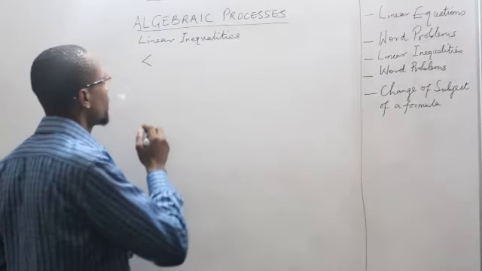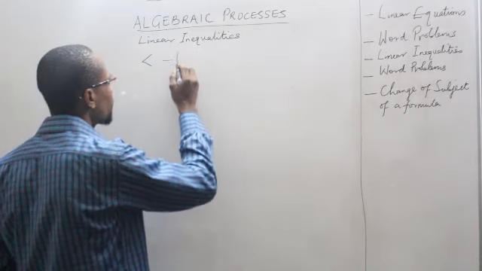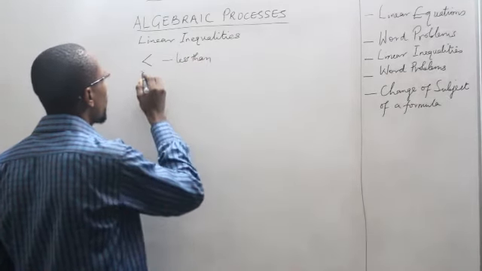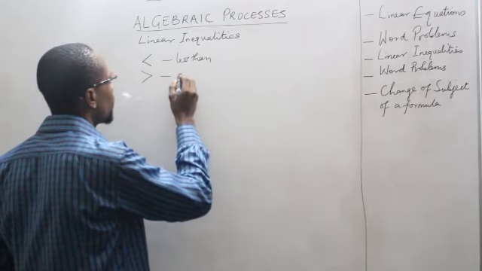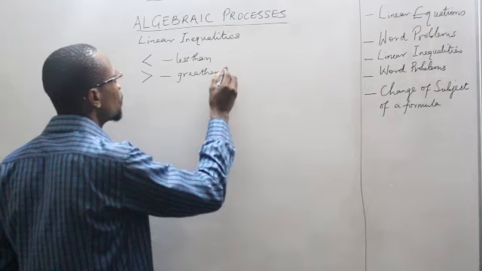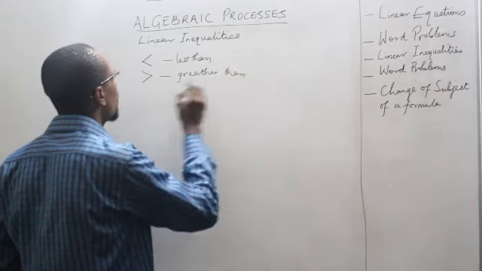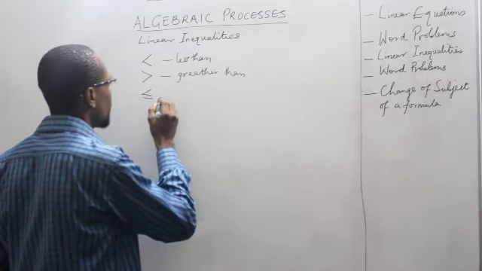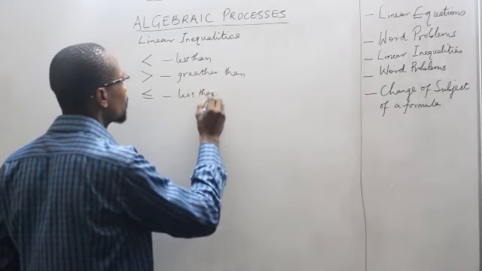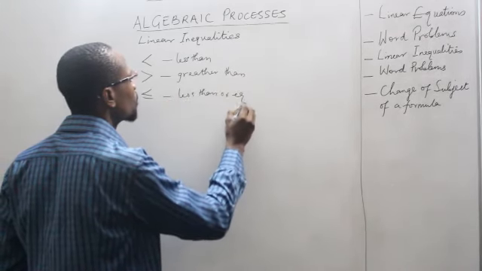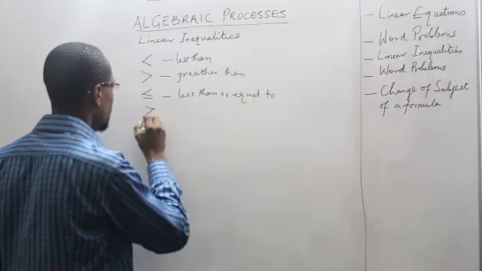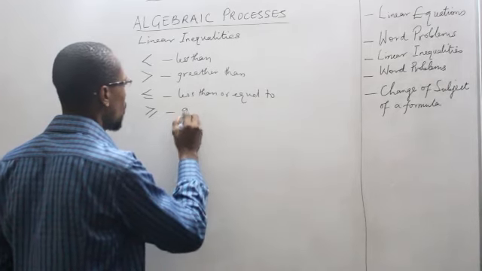such signs as less than, okay. We have greater than, we have less than or equal to, and then we have greater than or equal to.